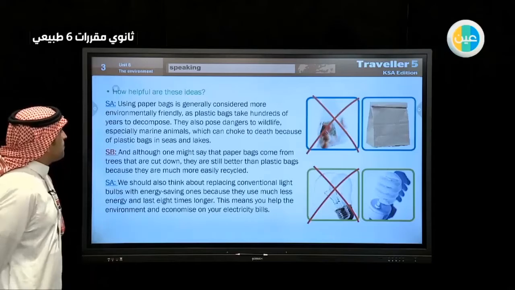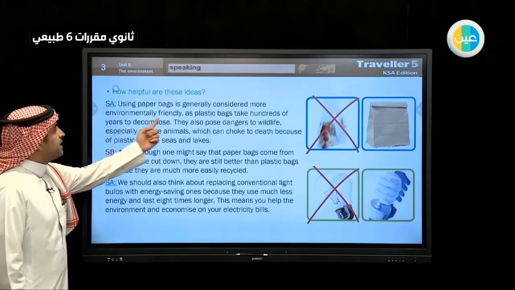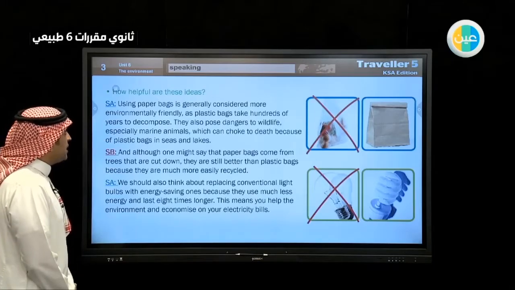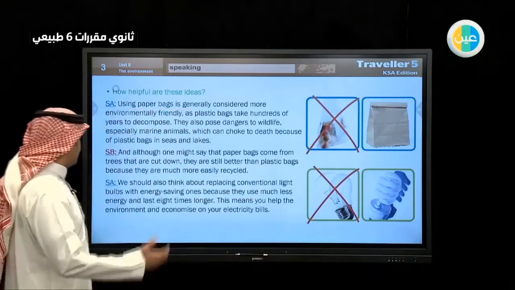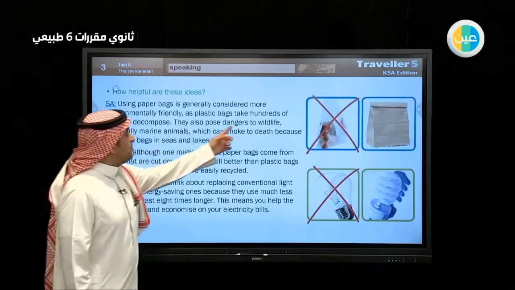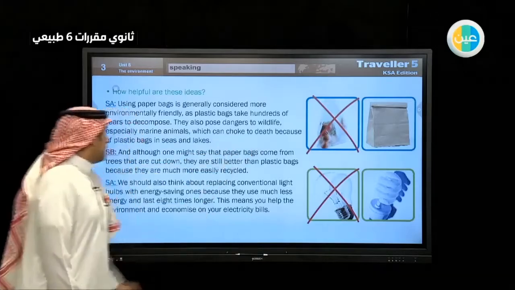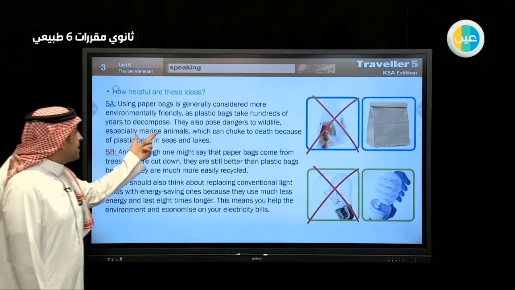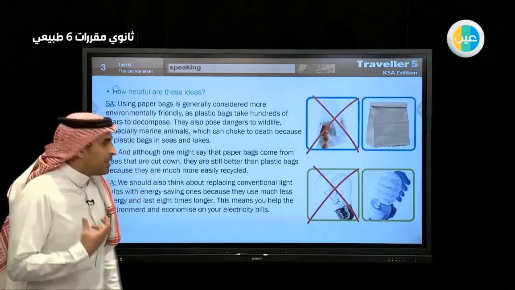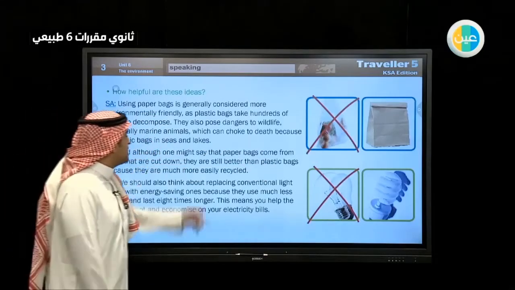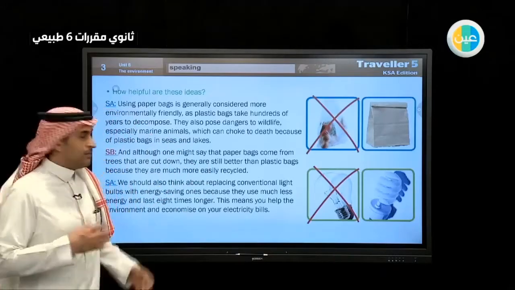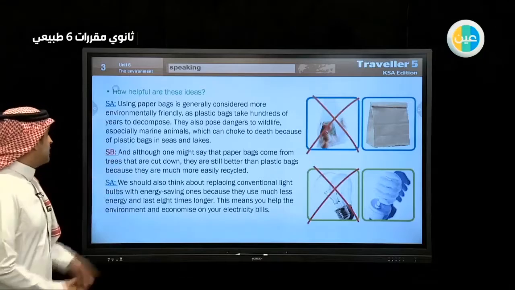Student A said using paper bags is generally considered more environmentally friendly. So this one is environmentally friendly, as plastic bags take 100 years to decompose. This one needs many years to decompose, to finish, to end. These also pose dangers to wildlife, okay? A sign of danger, especially to marine animals, sea animals, which can choke to death, can't breathe to death because of plastic bags in seas and lakes. Because of this plastic, fish and marine animals can't breathe, okay? It covers their heads and they can't breathe.